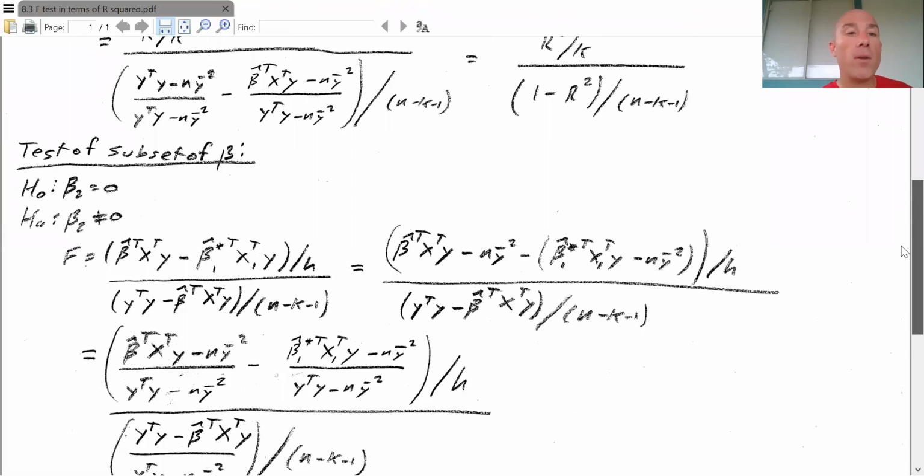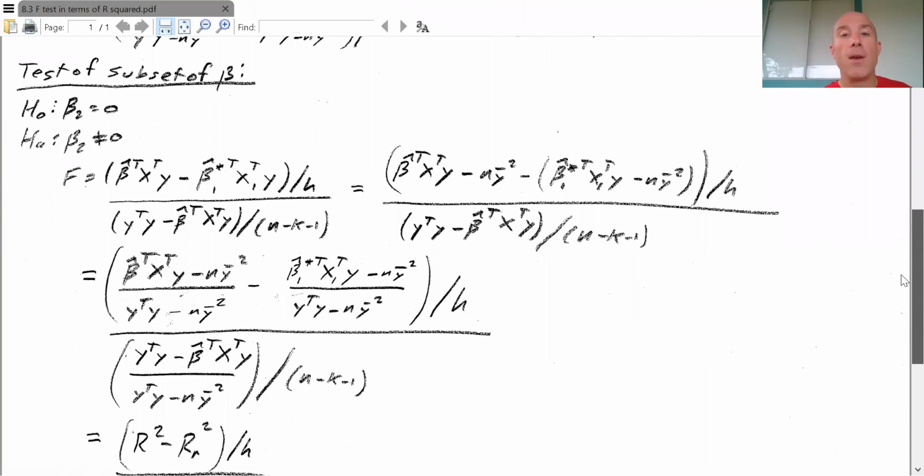All right, now what about if I want to test subsets of beta? Here we're interested in a reduced model compared to the full model. In this situation, we're once again using the F test, but how we get that is a little bit different. Here I've got beta hat transpose X transpose Y from the full model. Now I have beta hat transpose times X transpose Y, but this is from the reduced model. And then down here, I have the full model version, which is still the same thing.